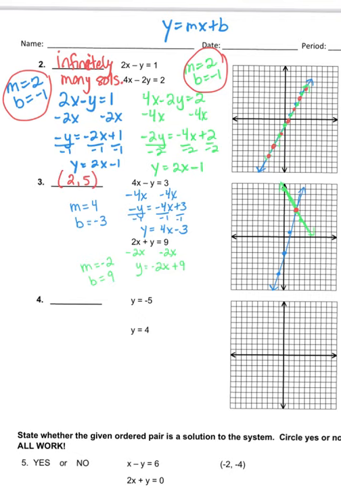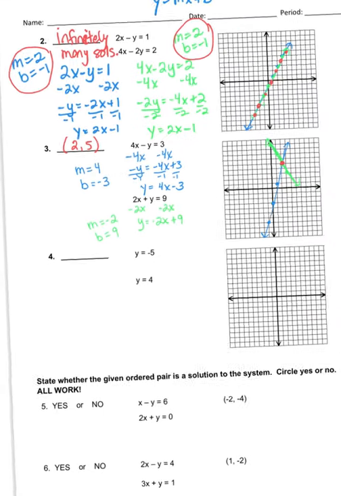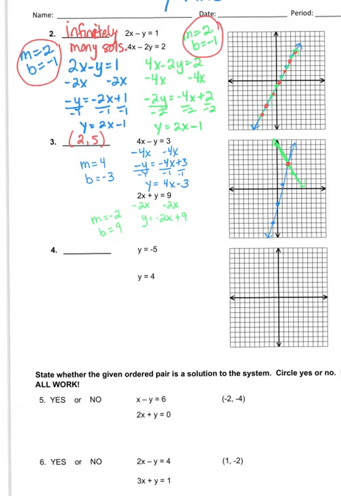Okay. Our next one, going over to number 3. If you guys remember, we talked about this a while back. It's been a while since I've seen you, so it's been a while since we've talked about this. You guys remember HOY? HOY means horizontal lines have a 0 slope, and the equations are written y equals something.